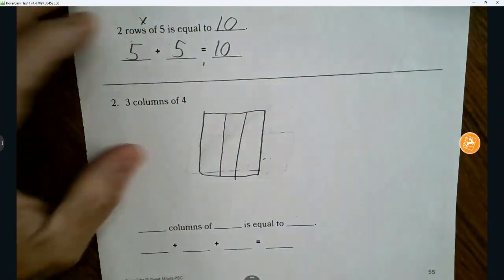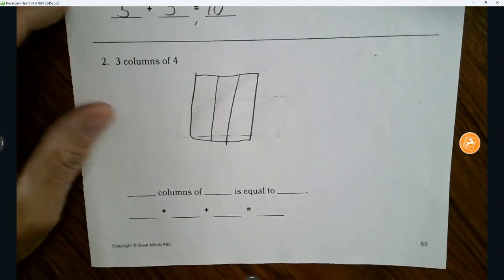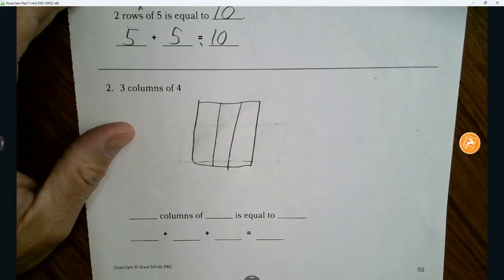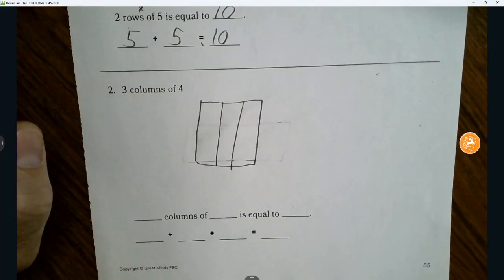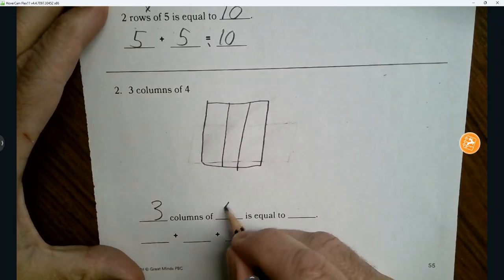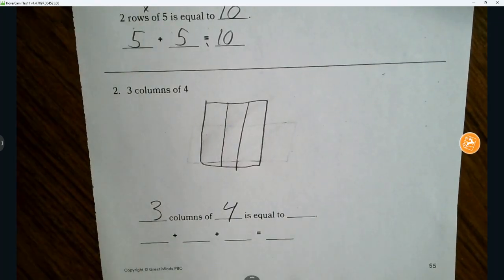All right, now I need you to go ahead and finish the rest of this one out for me. All right, do it just like we did this one. You got to rewind the video, watch it again. All right, remember it says you have 3 columns of 4, and then you got to figure it out from there. All right, it's just this page today. 2 problems.